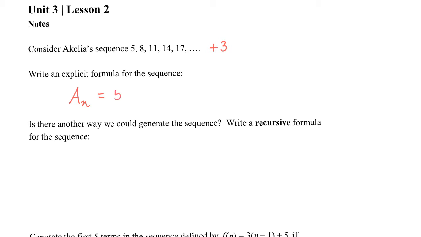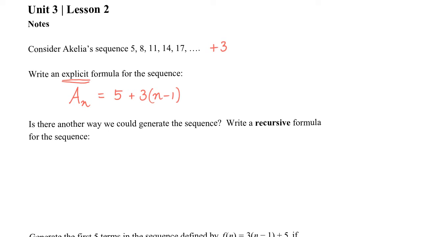This one starts with 5, and we're adding 3 each time, multiplied by n minus 1. So to generate any term in the sequence, we take 5 and add to it 3 multiplied by the previous term. If I want the 50th term in the sequence, I'm going to do 5 plus 3 times 49, which is 50 minus 1. So we know that this is called an explicit formula. You learned that in the first lesson.